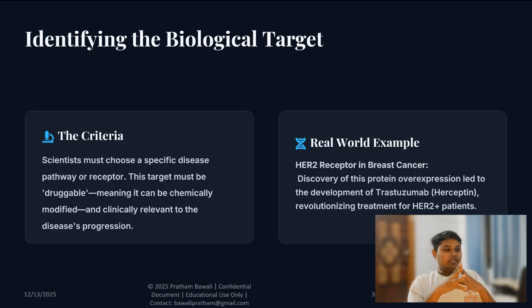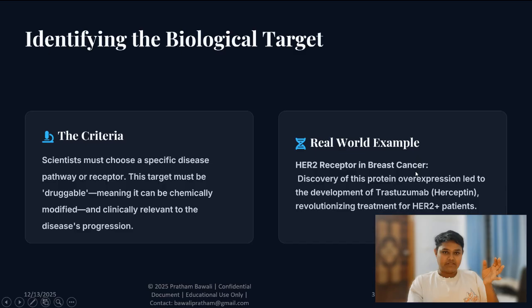So, these targets must be druggable. That's the main point, meaning it can be chemically modified and is clinically relevant to the disease progression. Clinically relevant to disease progression means that if you take a drug and it is not working, then there is no use of that drug. So basically it means that clinically it should be treating your particular disease.